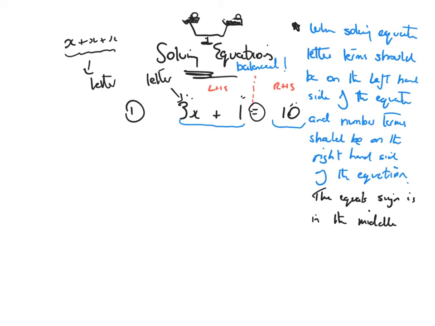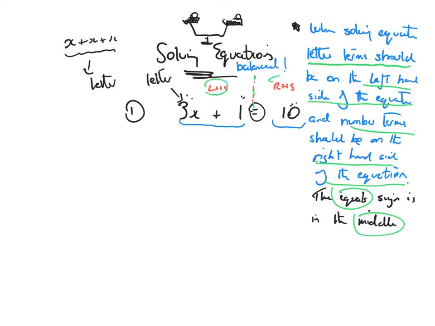Okay, so when solving equations, we want letter terms to be on the left-hand side of the equation, number terms on the right-hand side of the equation, and the equal sign is in the middle. There's the left-hand side, there's the right-hand side. We want letter terms on the left, number terms on the right. Okay, so if we go through this equation, 3x plus 1 equals 10. Let's just write it out a wee bit clearer over here. 3x plus 1 is equal to 10. We want letter terms on the left and number terms on the right. Okay, the equal sign is in the middle. So here is the left-hand side, here is the right-hand side. Okay, letter terms on the left, number terms on the right.